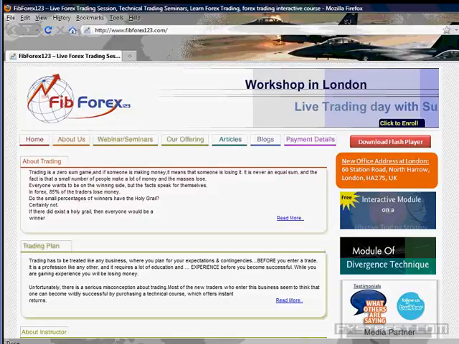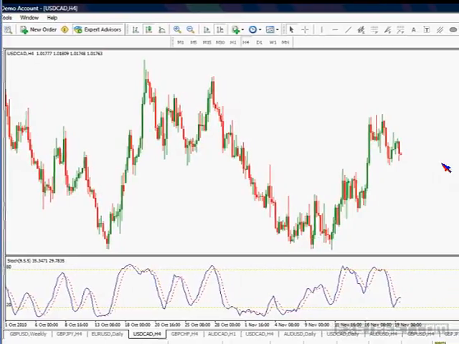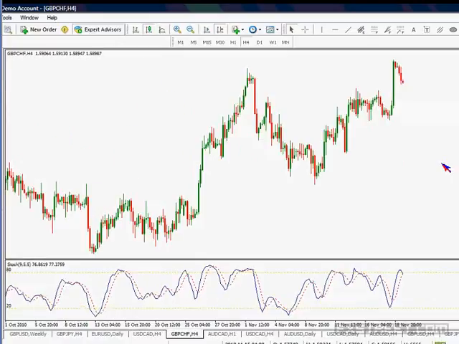Let's have a look at the charts here. Alright, let's start off with Fibonacci trading. Now, Fibonacci numbers, a brief introduction: it is a series. Fibonacci ratios are based on a mathematical series, but somehow price tends to respect these particular numbers quite a bit.